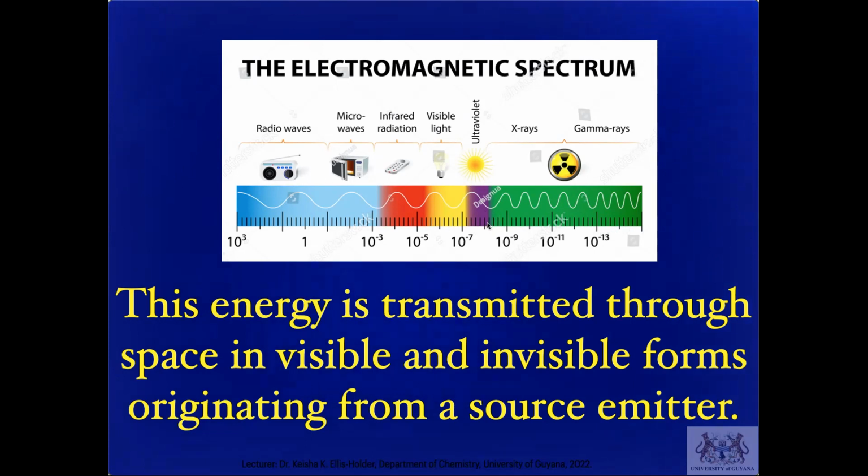Ultraviolet rays, you're familiar with them. They actually originate with the sun. In fact, the greater portion of this electromagnetic spectrum emerges from the sun, and I'll say a little bit more about that. Following the ultraviolet region are your X-rays and your gamma rays.